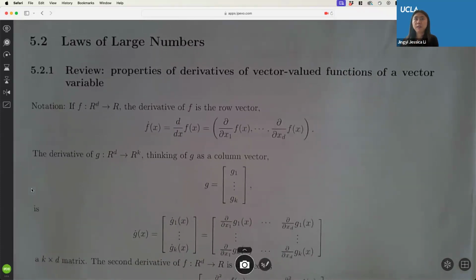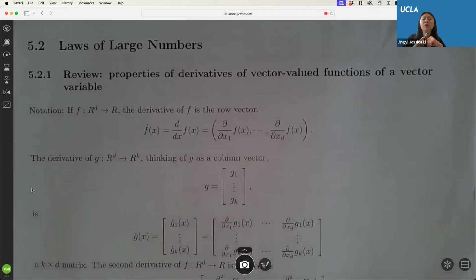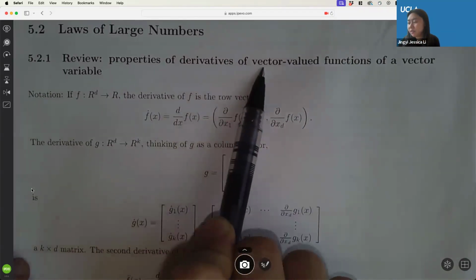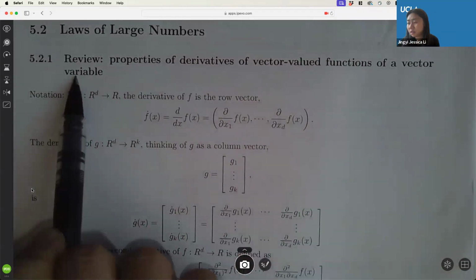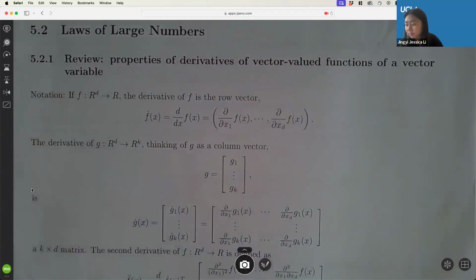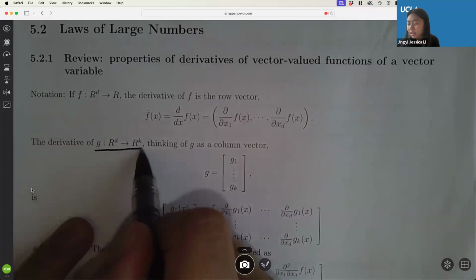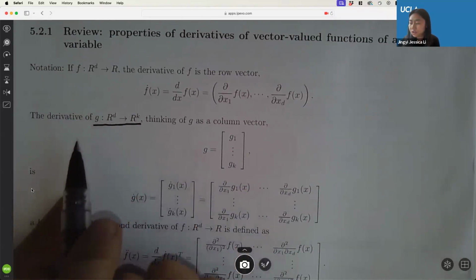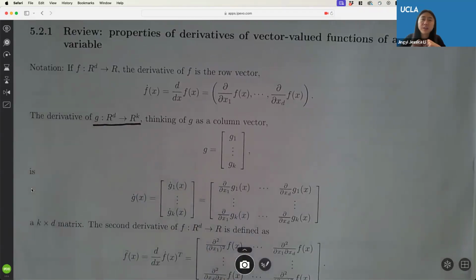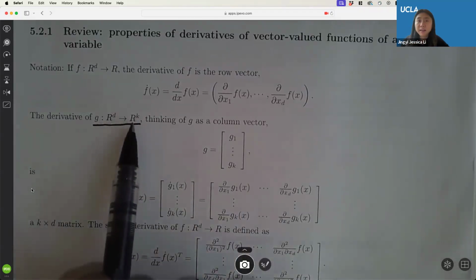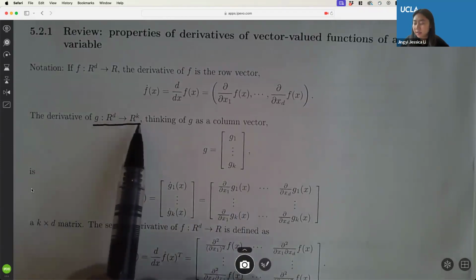Now we talk about law of large numbers. This is something we all learn in introductory statistics, but here we just want to give you a little bit more about what it means, especially now that you have learned the 4 modes of convergence. So this is just some notation, derivatives for vector valued functions of a vector variable. What does that mean? Basically, the function g is applied to a d-dimensional vector, and the output is a k-dimensional vector. So it maps from d dimensions to k dimensions.